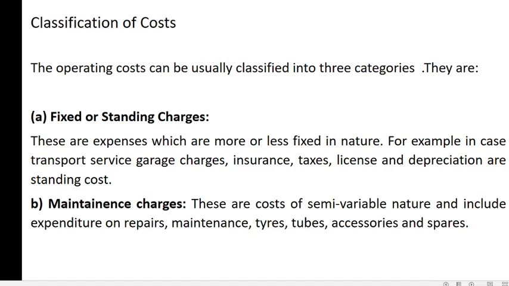Now we come to the second type, maintenance charges. These costs are incurred in the repairs and maintenance. They are semi-variable and semi-fixed in nature. They include, for example, in the transport industry, wear and tear of tires and tubes, painting charges, spares and accessories, etc.